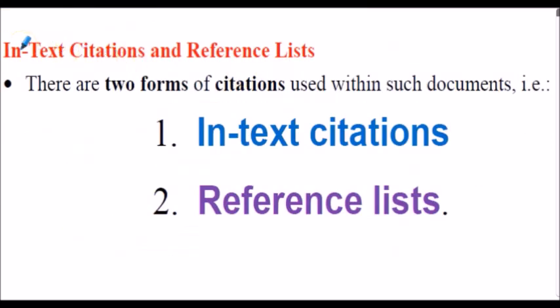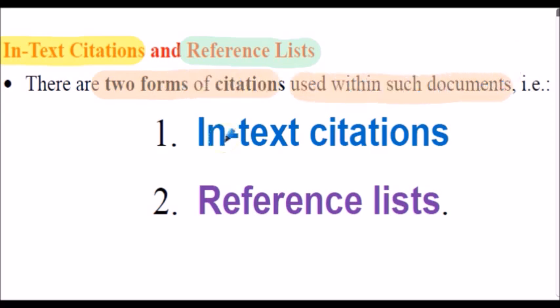Let's now consider in-text citations and reference lists. So these are the two forms of citation we're going to use within the documents we will compile. Both in-text citations and reference lists can be formatted to various bibliographic styles, but this presentation is all about using the Harvard style. So we're going to review in-text citations and reference lists in the Harvard style.